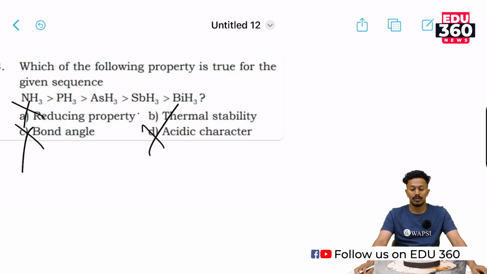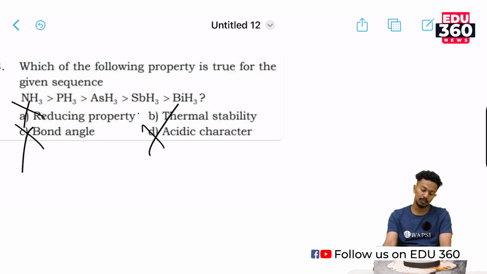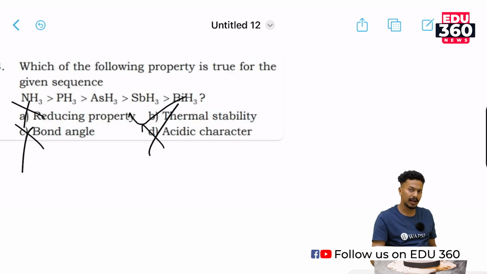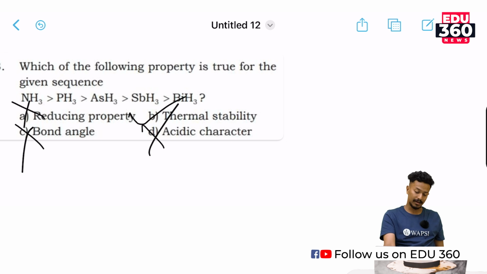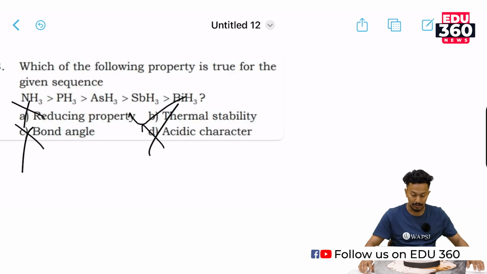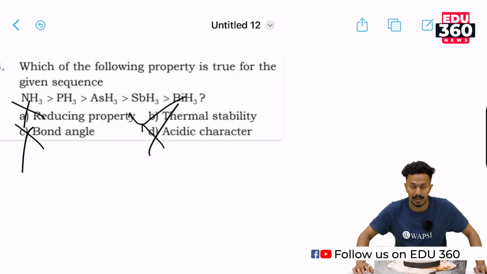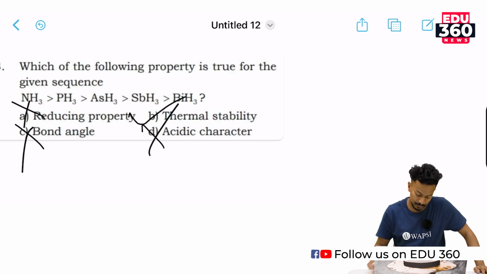Okay, so the correct option would be thermal stability. The thermal stability of elements in the periodic table decreases down the group. So the correct option would be B, which has nitrogen with the highest thermal stability. Moving on with phosphorus trihydride, arsenic trihydride, antimony trihydride, and bismuth trihydride. Okay, the correct option for the 43rd question would be option number B.